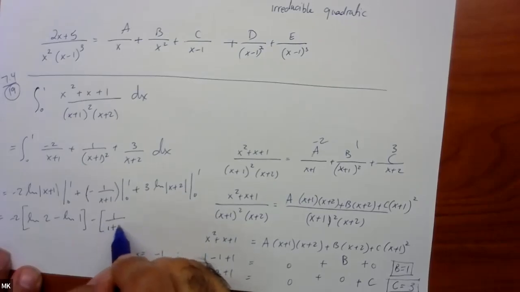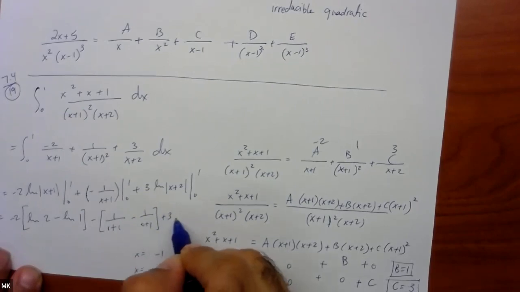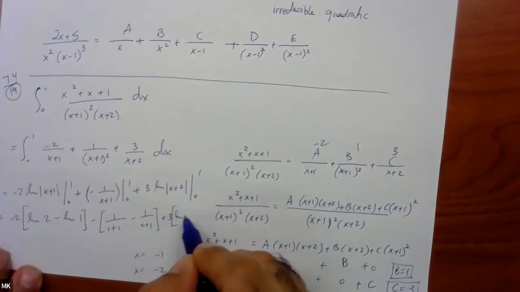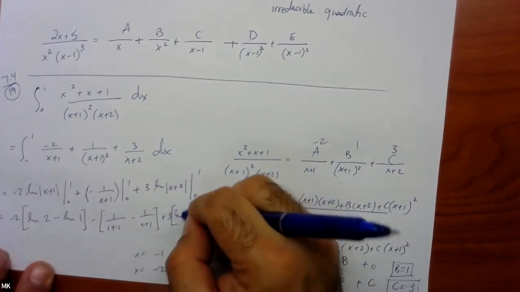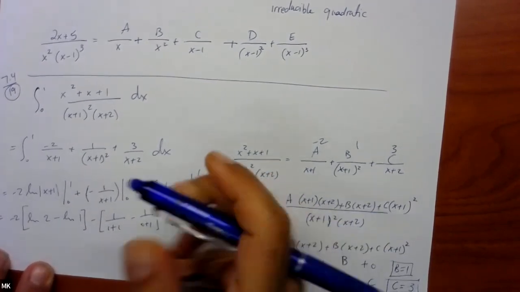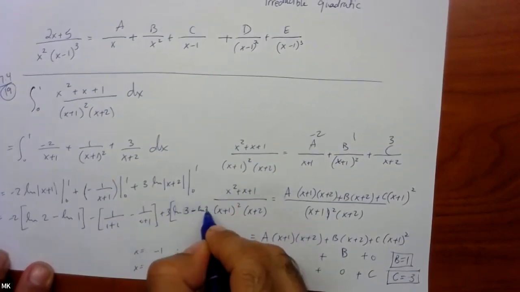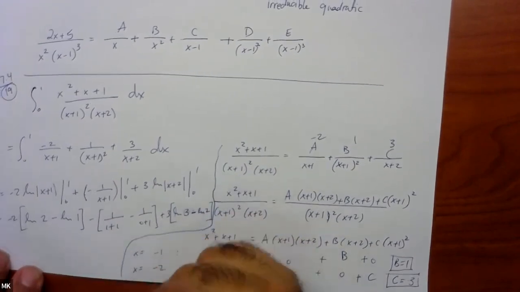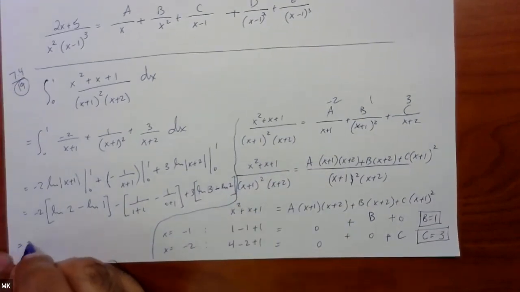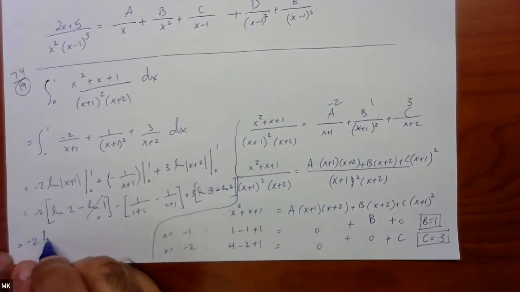1 over 1 plus 1 minus 1 over 0 plus 1. 3 natural log of 1 plus 2, which is 3. So 3 minus natural log of 0 plus 2, which is 2. So it's going to be negative 2. Natural log of 1 is 0. So negative 2 natural log of 2.